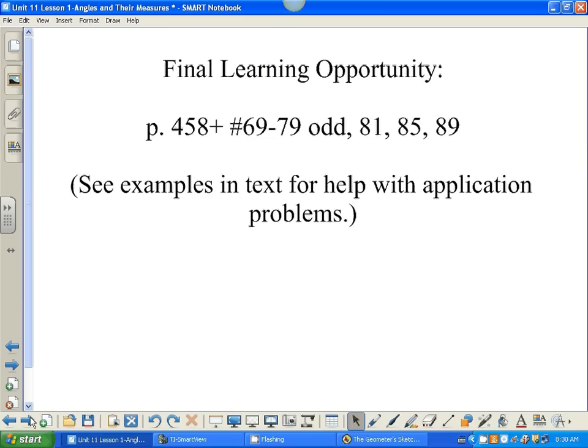All right, so your final learning opportunity is page 458, number 69 to 79 odd, 81, 85, and 89. And please see me in class and look at your text for help with the application problems.